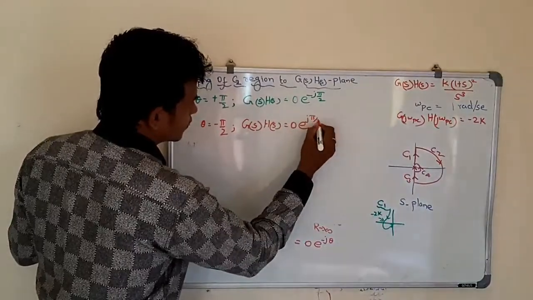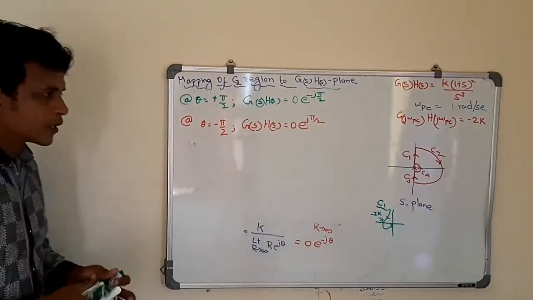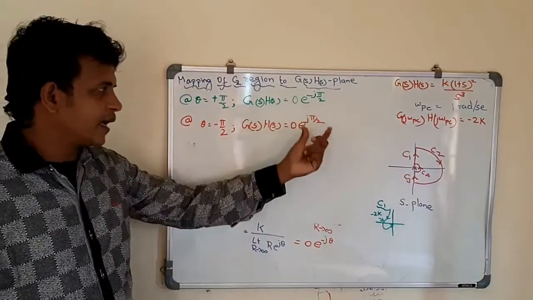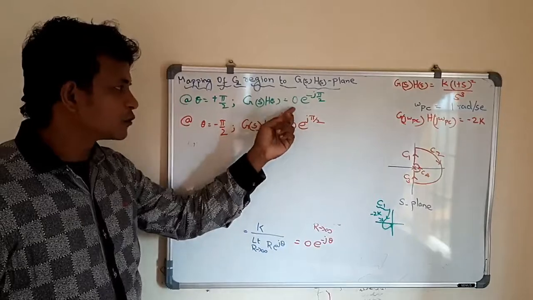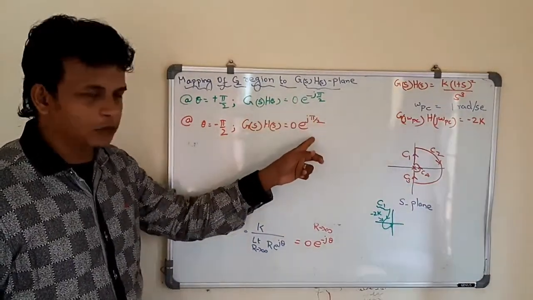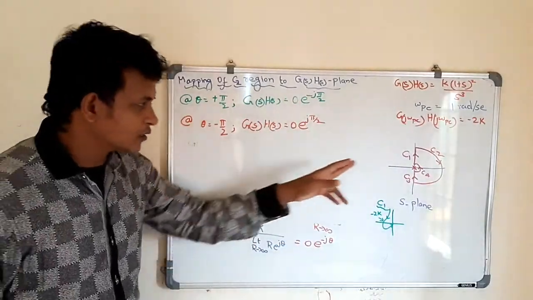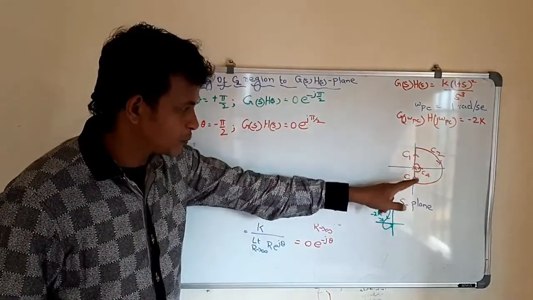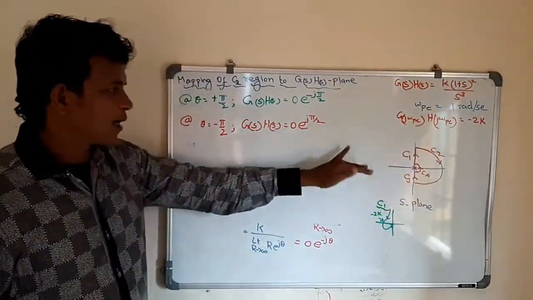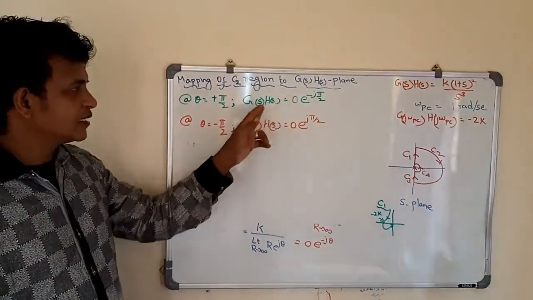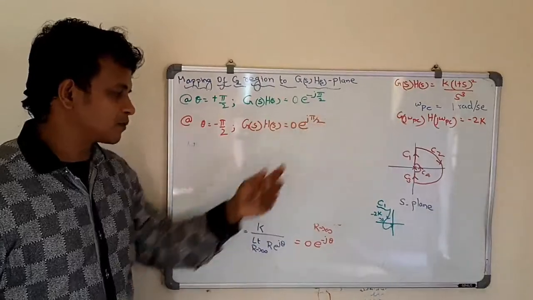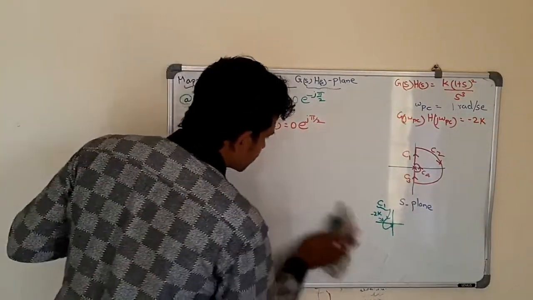So here, mapping of region C2 to the G(s)H(s) plane, again I have got an arc with magnitude 0, with radius 0, and the angle is varying from minus pi by 2 to pi by 2. So the direction is different. This arc varies from plus pi by 2 to minus pi by 2, and its radius is infinity. Whereas here this arc in the G(s)H(s) plane has the radius as 0, and it is varying from minus pi by 2 to plus pi by 2. So if I draw, it will be more elaborate.